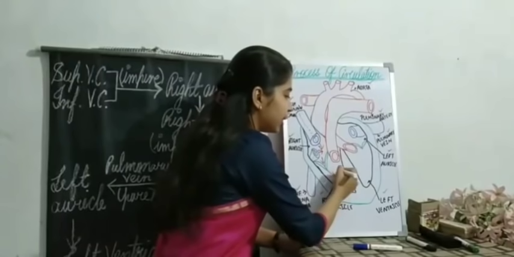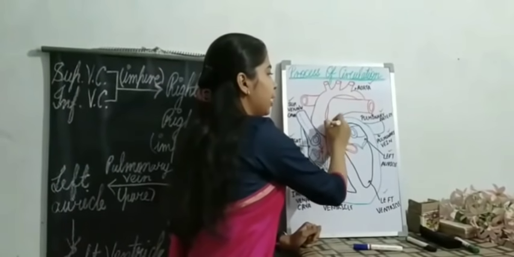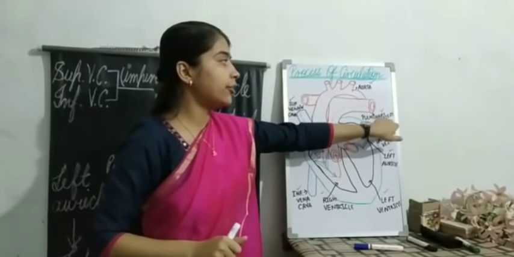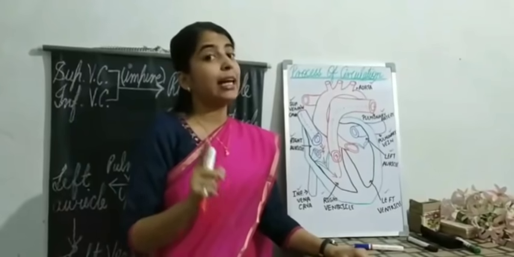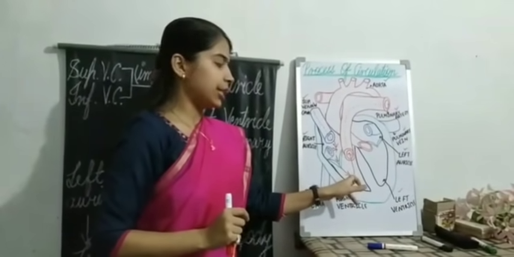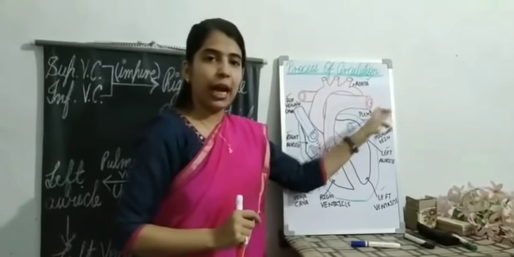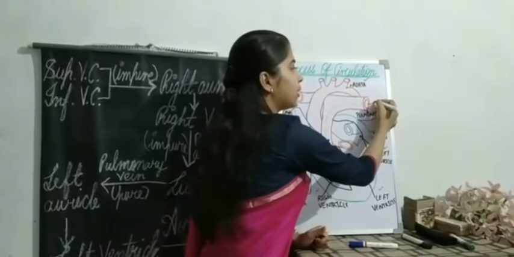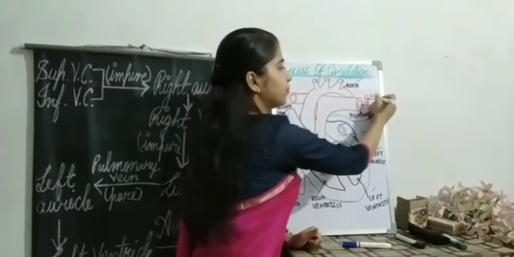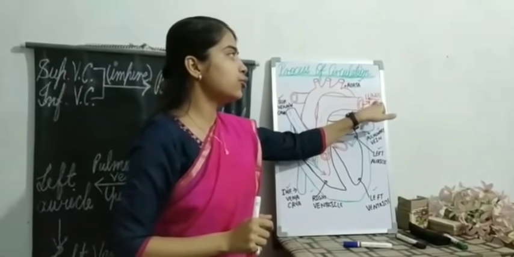Next, what will happen? From your right ventricle, that impure blood will be carried by your pulmonary artery. Here you have seen the work of the pulmonary artery. It is doing the opposite work, that is, it is carrying the deoxygenated or impure blood. So this deoxygenated blood from your right ventricle will be carried by the pulmonary artery, and this pulmonary artery will send it to the lungs. Clear?